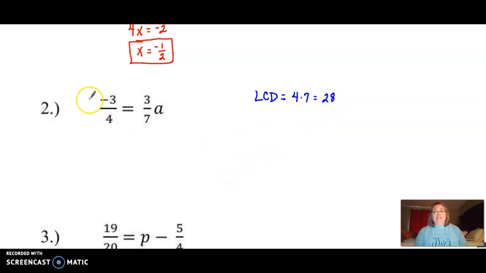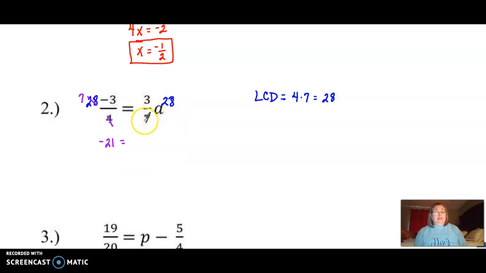We're going to take that 28 and we're going to multiply everything by 28. And when I do that, I'm going to save that step because I really don't want to multiply 28 times 3. I could do it, but I really don't want to. So notice 28 can be divided by 4. So think of that as just reducing your fraction. 4 goes into 28 7 times. And now you're just doing 7 times -3, which is a -21. Okay, fairly simple.